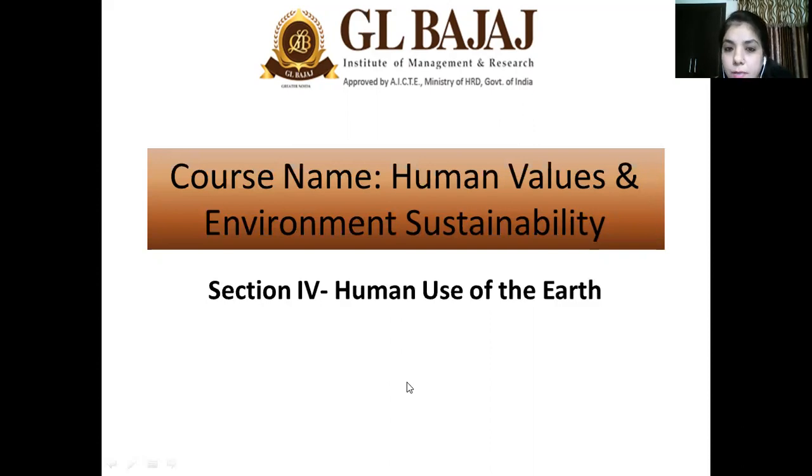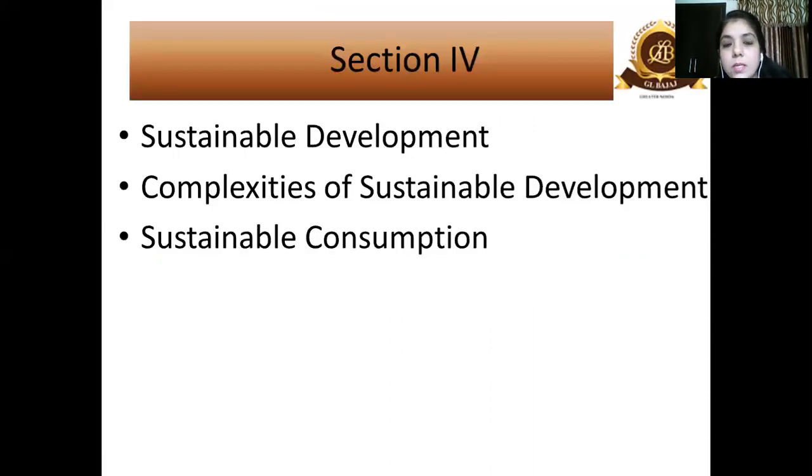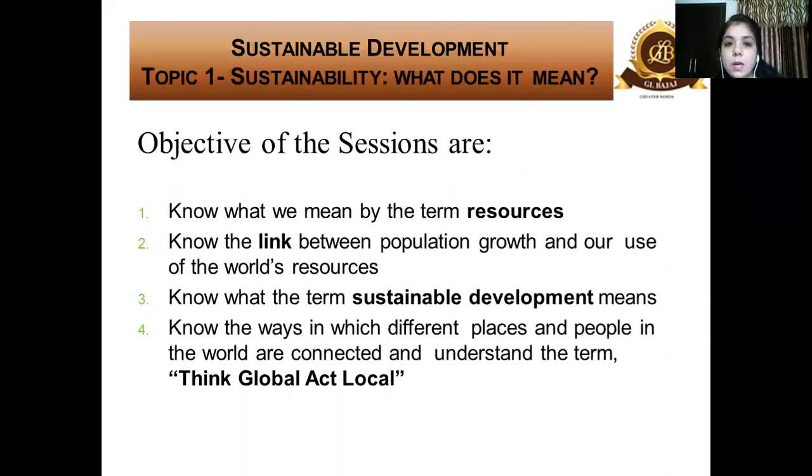The first thing that has to be clear and brought to notice is the sustainable development aspect, the complexities related to it, and sustainable consumption also. Basically, this session will talk about the term resources. What are the different types of resources? What are the linkages between population growth and the use of the world's resources? The meaning of sustainable development, and also very importantly, the think global and act local concept will be discussed here in terms of sustainability.